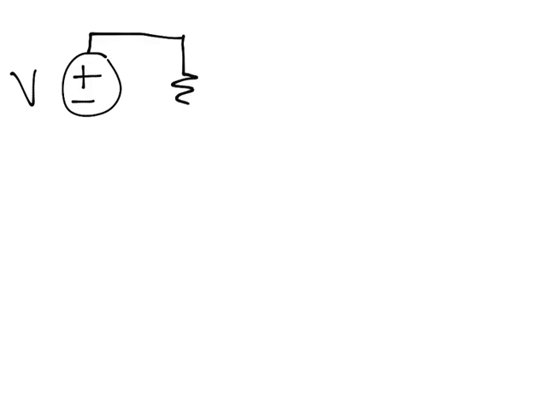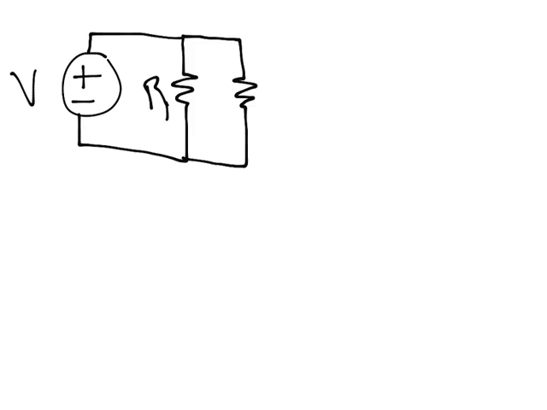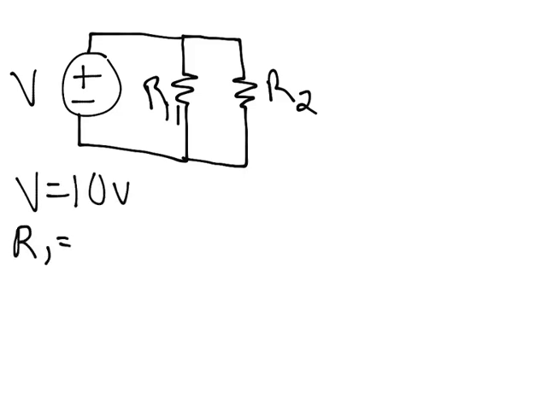Now let's look at a bit more complicated equation. So we'll have our voltage source attached to a resistor, which is attached to another resistor in parallel. So we'll call this one R1, and R2. I'm going to say that V is equal to 10 volts, make it real simple. R1 is equal to, let's say 20 ohms, and R2 is equal to 10 ohms.